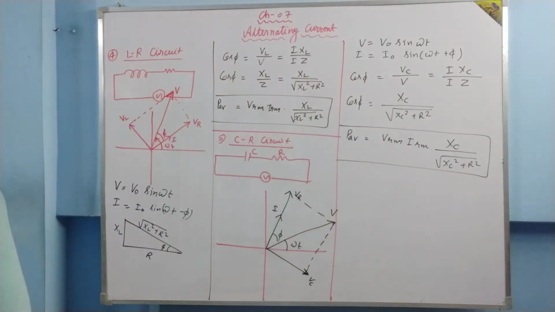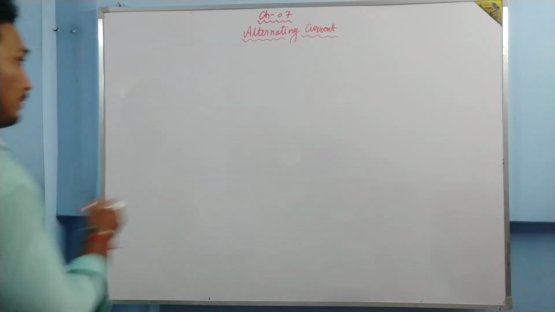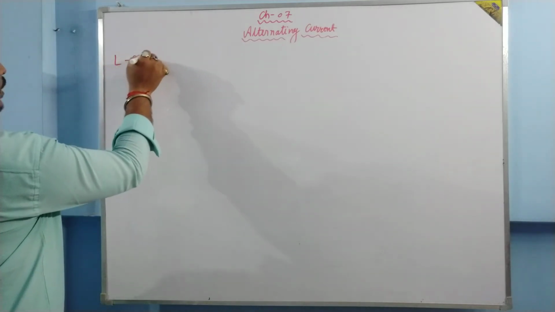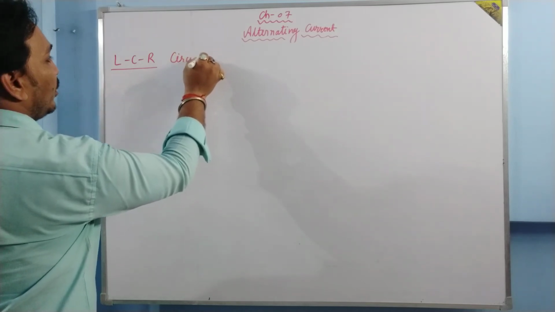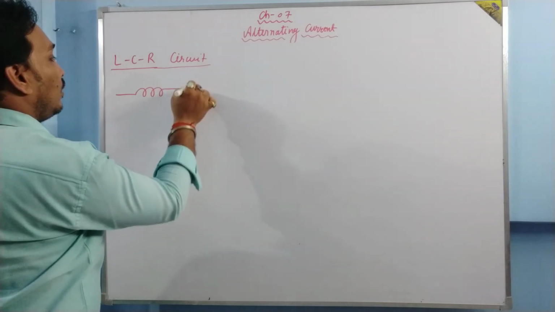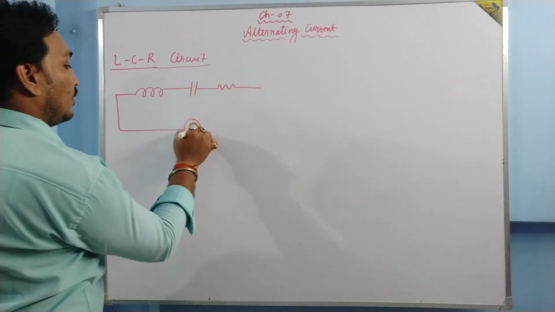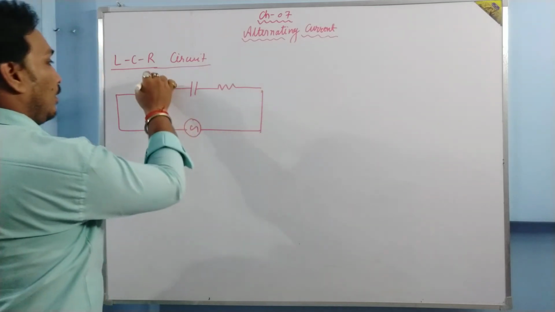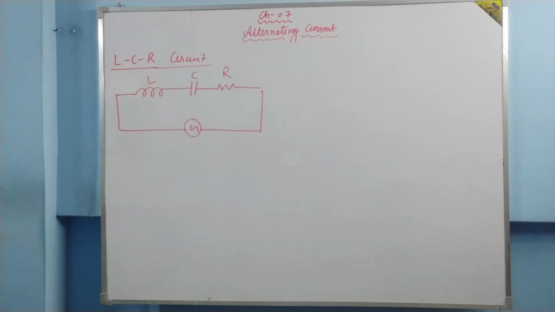Now one more circuit is left, and that circuit is the LCR circuit. Let us do that also. The sixth circuit is the LCR circuit. Now I am going to do a combination of all these three. So the circuit will look like L, C and R. This is your AC circuit. L, C and R. Now how does the phasor diagram look?